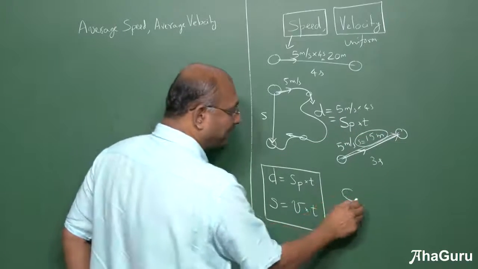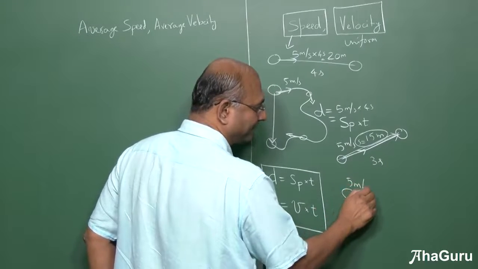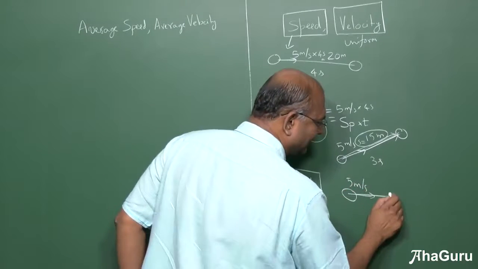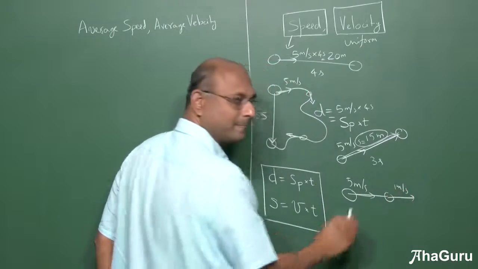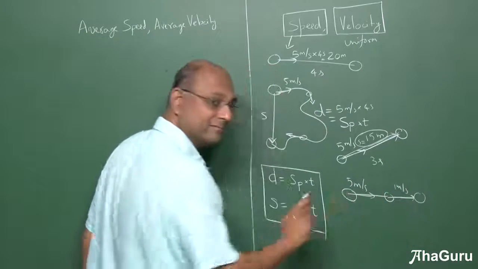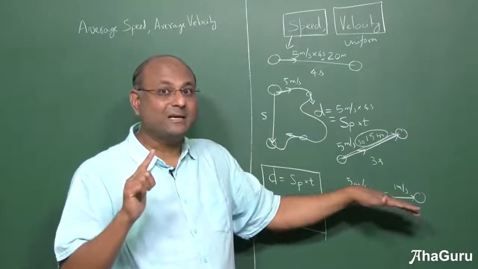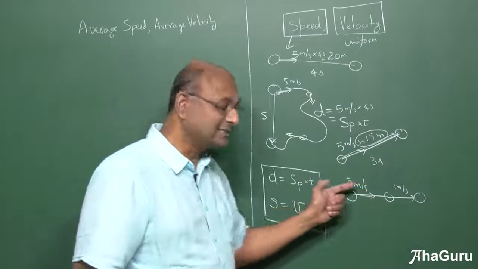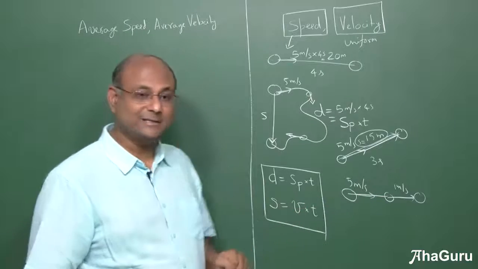For example, if I kept moving in a straight line, so let us say I started with 5 meters per second. So I was running very fast, then I become very slow. Let us say 1 meter per second. Am I going in a straight line? Yes. Is this constant direction? Yes. Is it constant velocity? No. Why not? Because speed has changed.